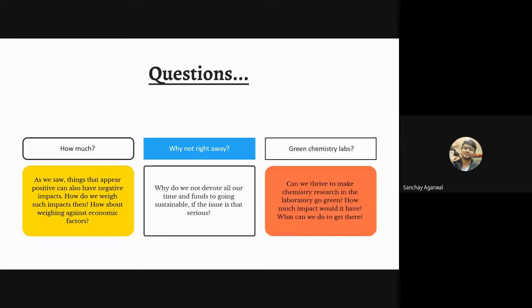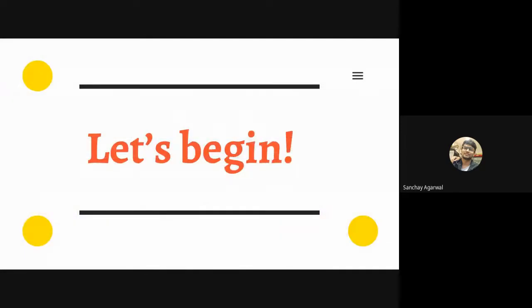And of course, given that most of the people here are aspiring chemists or aspiring scientists at the very least, an important question could be how can we make chemistry research itself greener. Research itself is a very small part of all of these environmental issues, and we do not know how much impact it would have, but this is one thing that is directly under the control of chemists right away. And what simple improvements can we make to get there? This is another question we could think about. So with this little premise, let us begin the discussion.